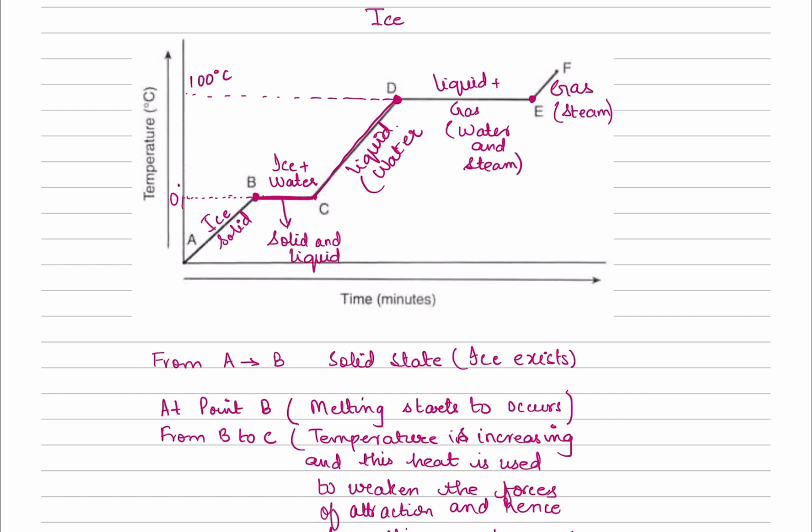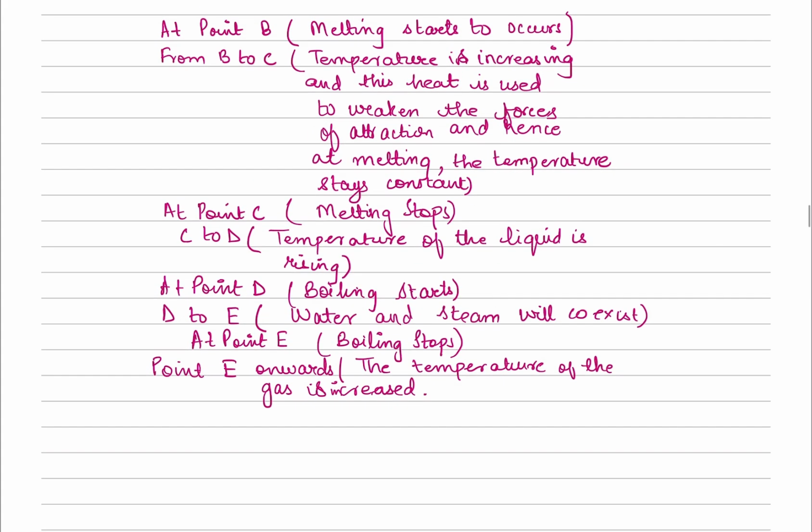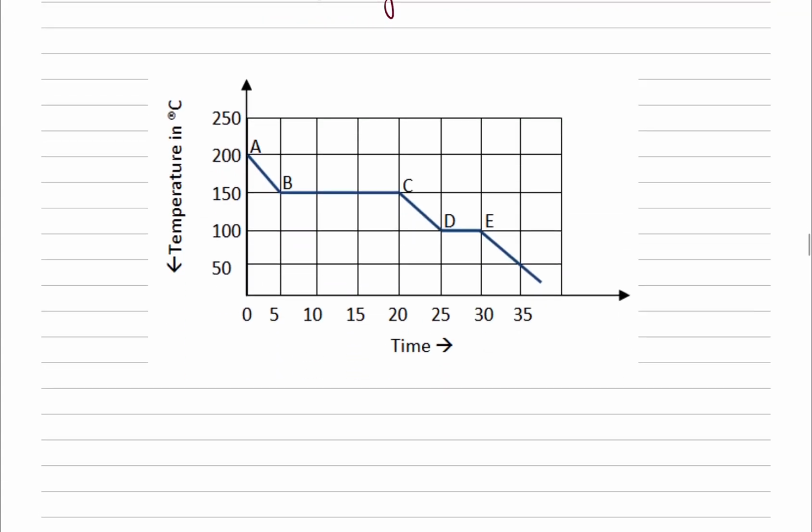This is how we analyze the heating curve. Let's look at the opposite of a heating curve, which is a cooling curve. Now, this is a cooling curve of not steam. We're not cooling steam. This is just a cooling curve of some substance. So you can see that point A to B, it's only gas.